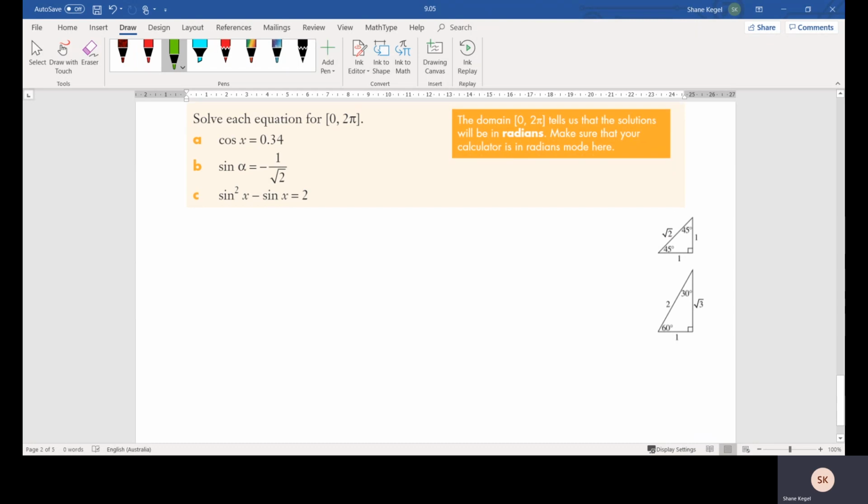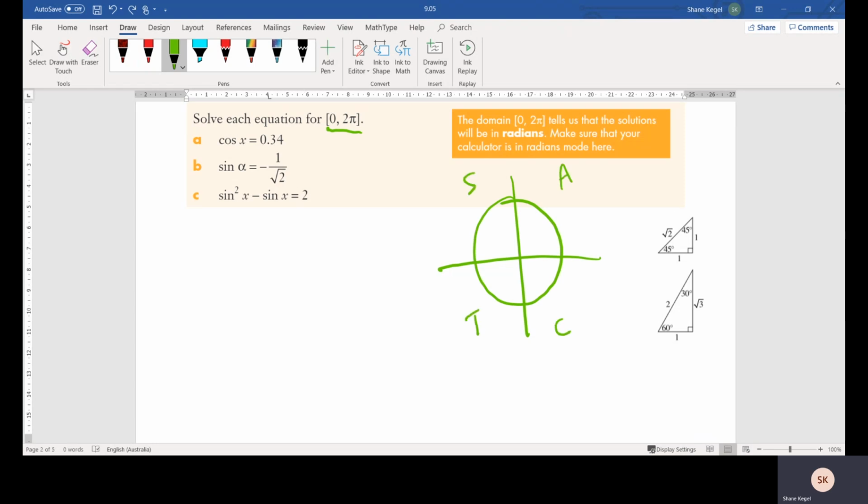So now we're looking at our domain being in radians. So make sure your calculator is in radians when you're evaluating these. Again, even though we're in radians, our unit circle doesn't change, but now instead of 180 degrees, we've got pi, and 360 degrees, we've got 2 pi. These are going to be solved similar to the first ones we did. So cos of x equals 0.34.